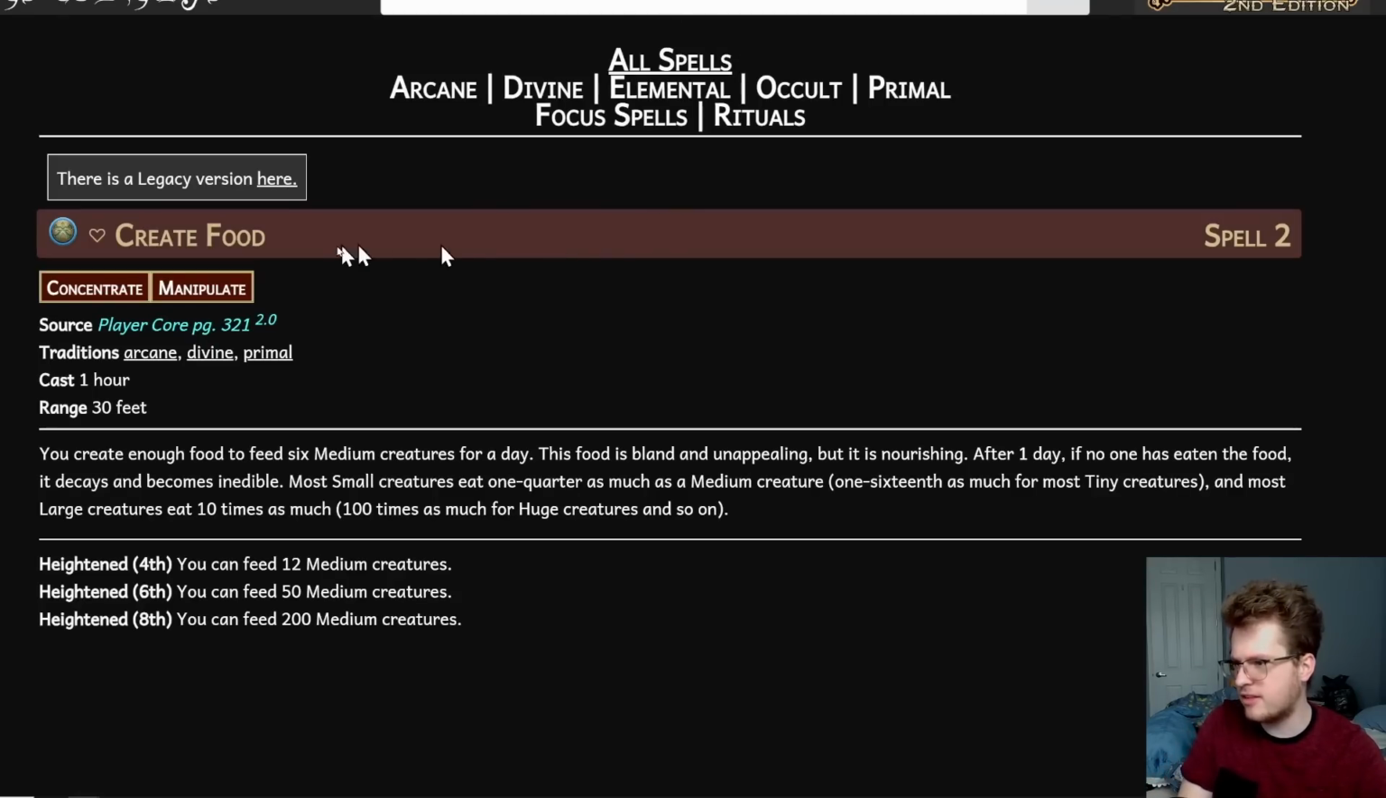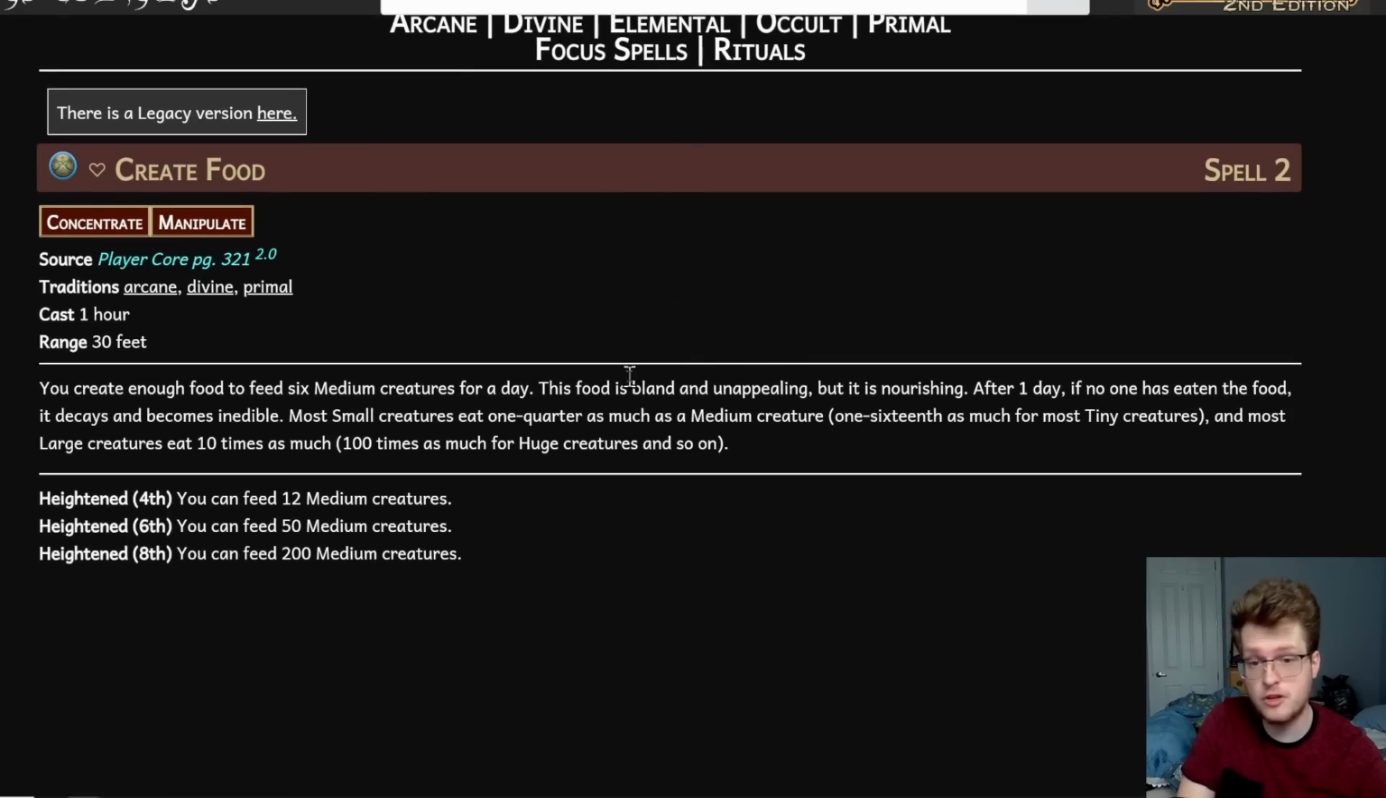But if that's too slow, you can always go for the create food spell. This just lets you feed progressively more and more creatures the more you heighten it. But I would imagine that this is a second rank spell.